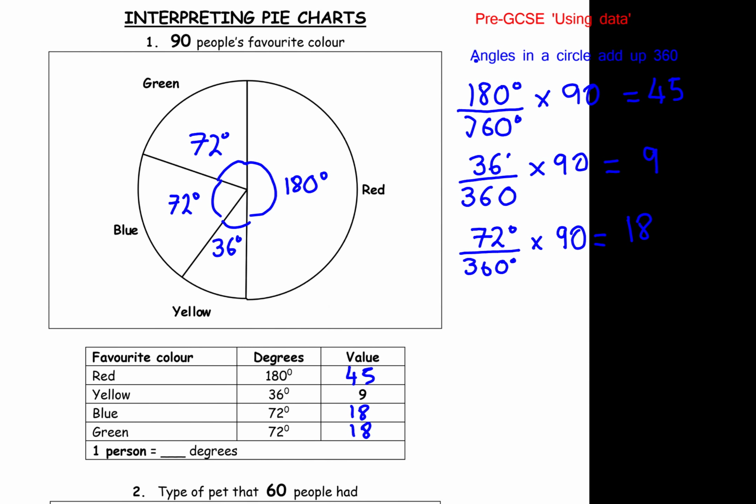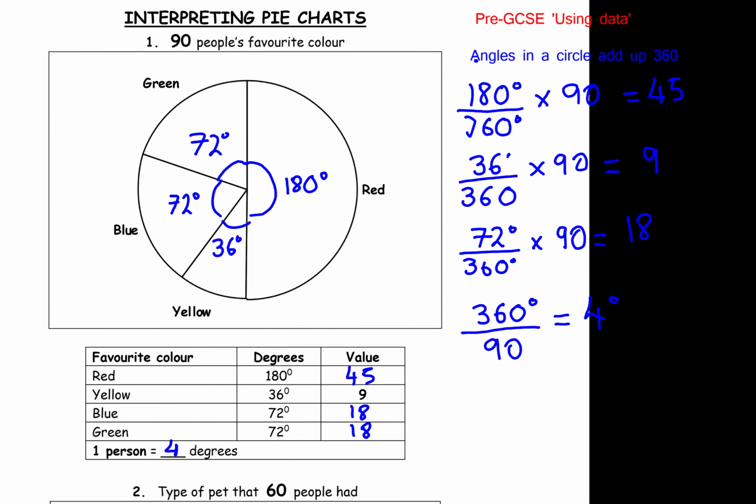Right, another thing we have to do is to find out what one person equals in degrees. So how many degrees is one person? In order to do this, we say, okay, we know we've got 360 degrees in a circle. 360 degrees is going to be divided by 90, because there's 90 people. So I put 360 divided by 90, and I get 4. So one person is worth 4 degrees. So we write it there.